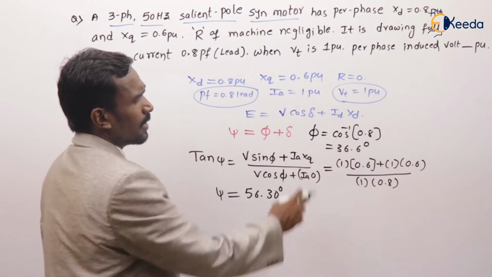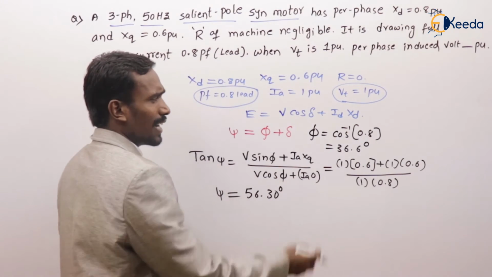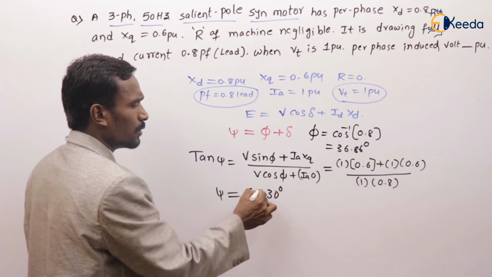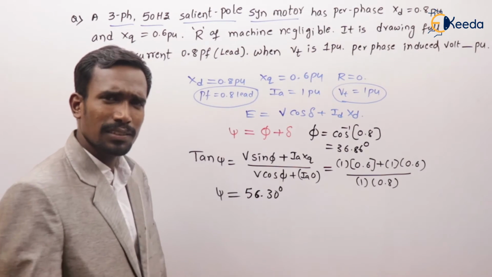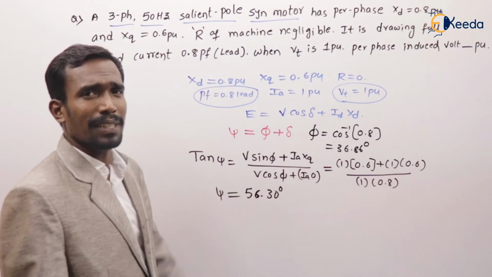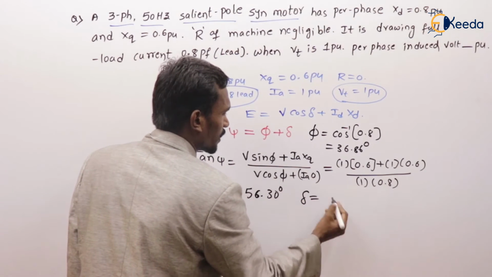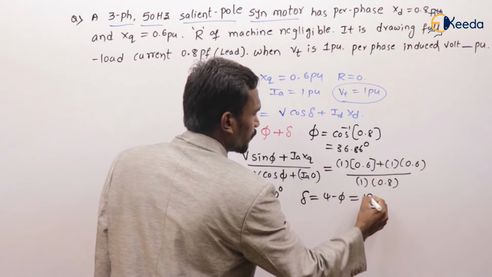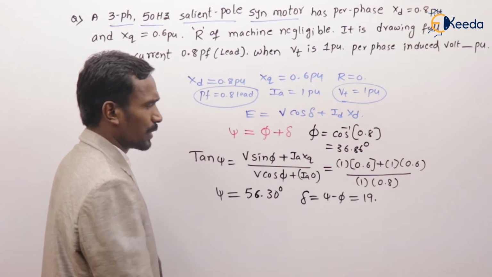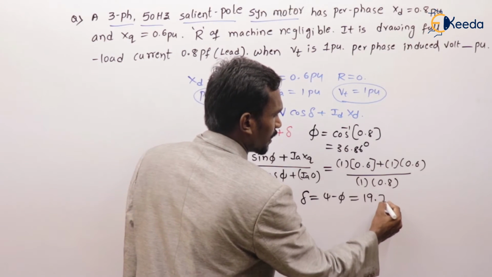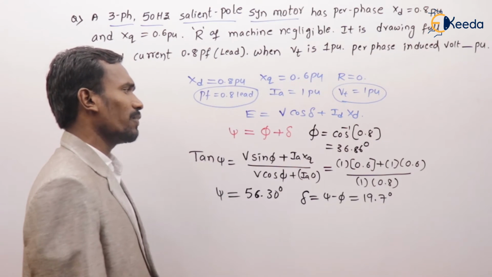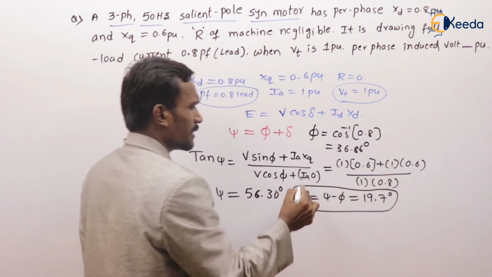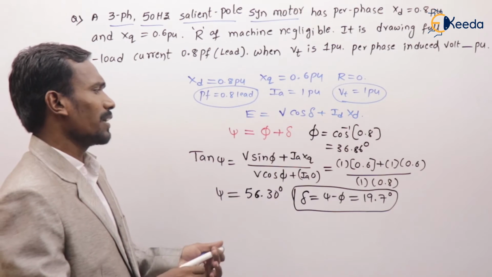Here phi is equal to cos inverse of 0.8, its value is 36.86 degrees. Then psi value is 56.30 degrees. Now we have to find out delta from this. Delta is equal to psi minus phi. Psi minus phi is the angle, around 19.7 degrees. If you calculate, you get delta is equal to 19.7 degrees.